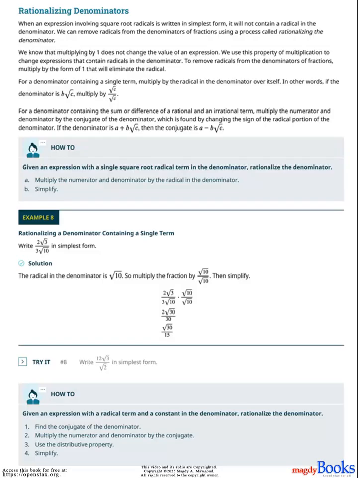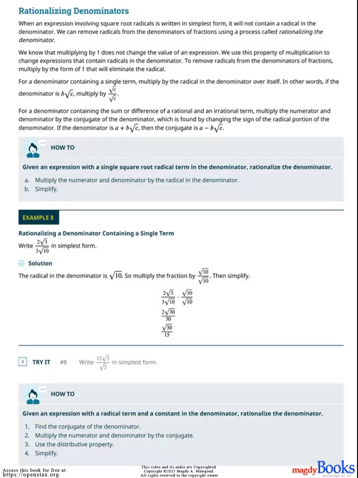How to? Given an expression with a single square root radical term in the denominator, rationalize the denominator. A. Multiply the numerator and denominator by the radical in the denominator. B. Simplify. Example 8. Rationalizing a denominator containing a single term. Write 2 square root of 3 over 3 square root of 10 in simplest form.